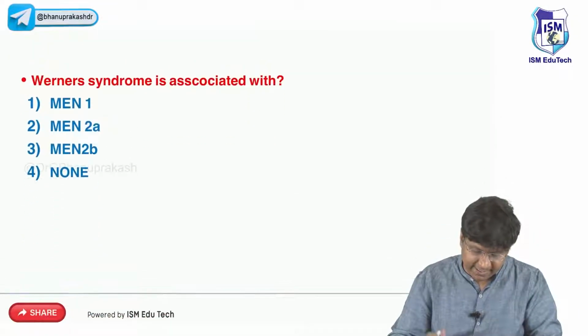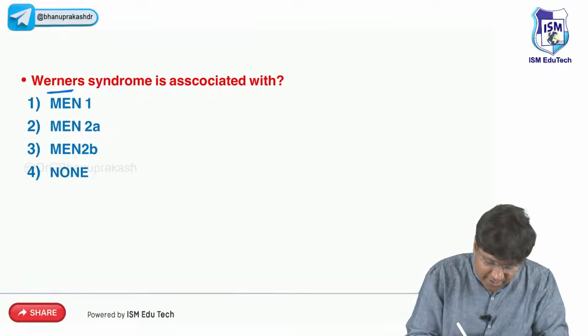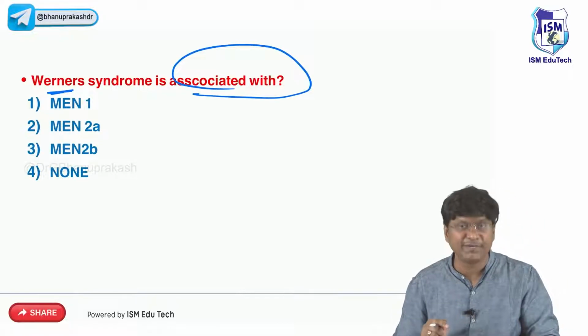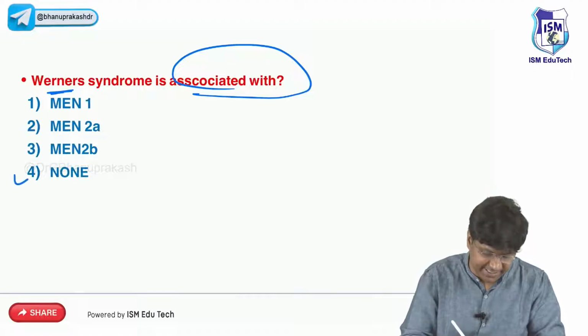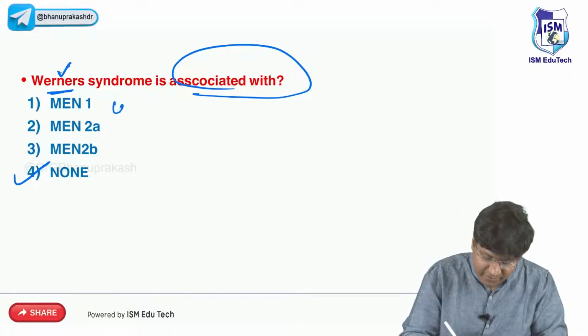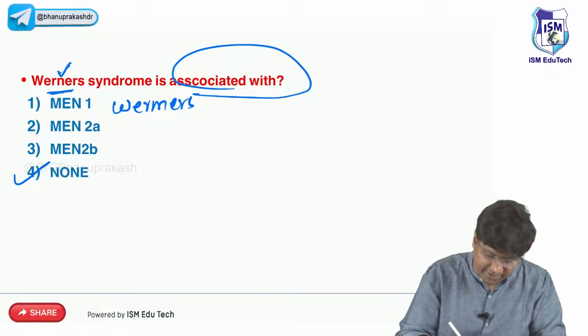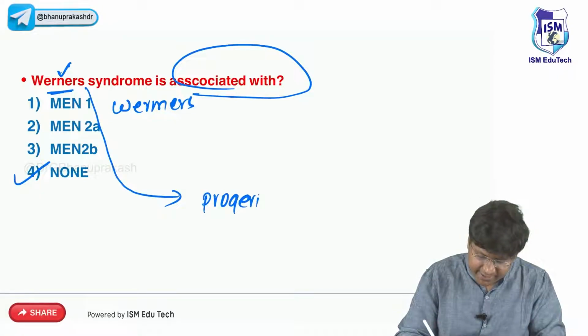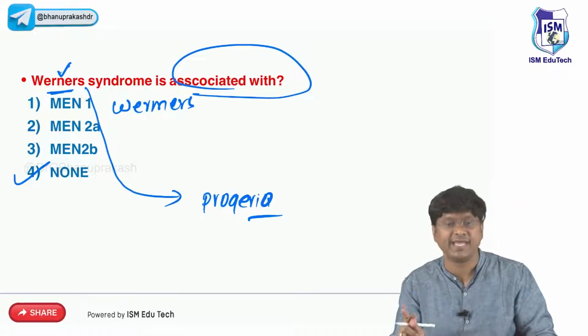Then, yeah. So the next important question is, Werner syndrome is associated with. This is one of the PYQ. MEN1, MEN2A, MEN2B, and none. So the answer here is not MEN1, it is none. Because what has been given here is Werner's. What is MEN1? MEN1 will be Wermer's, right? Now, if you take this Werner's, what exactly is this? This is progeria, which is nothing but premature aging, right?